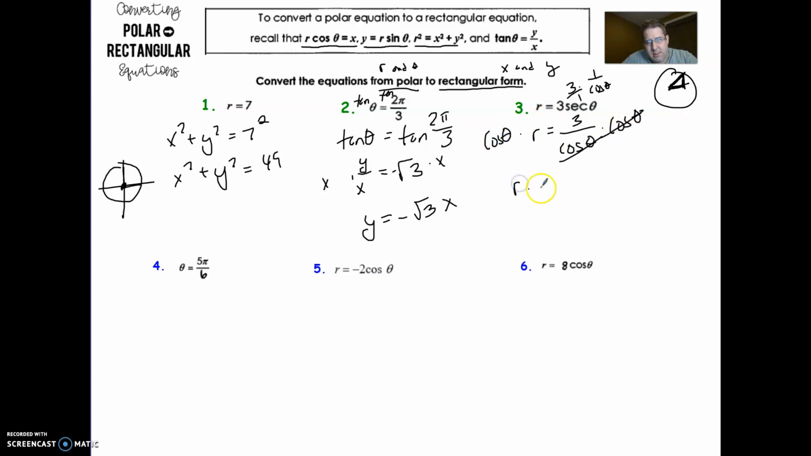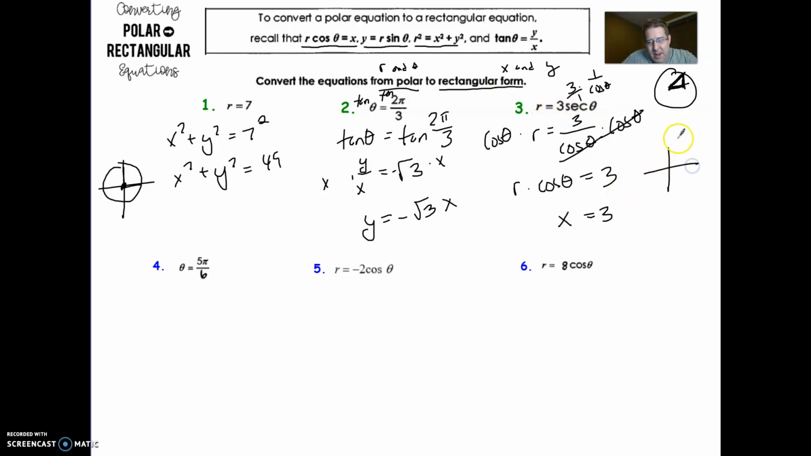So now I have r times cosine of theta equals 3. Well, r times cosine of theta is the same thing as x. So this all gets replaced with x, and x equals 3 is the equation. So basically, this is a linear line that's just going straight up and down.